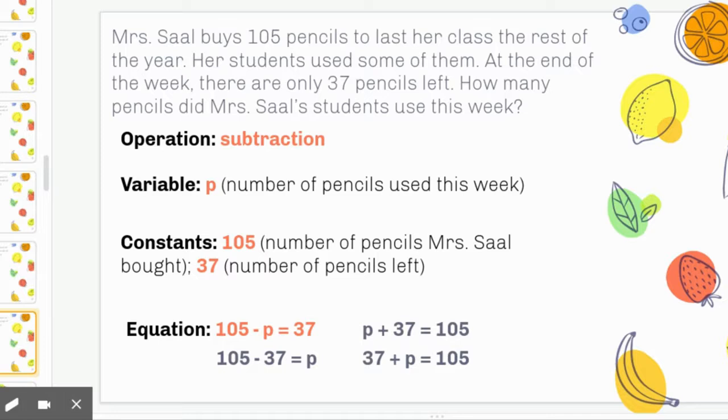But again, we're just focusing on writing the equation to match the situation and not as focused on finding the value of P. Now, again, the best equation for this problem is 105 minus P equals 37, because that's what's going on in the problem. That's the one that matches the situation. But the rest of the equations are correct as well. So it's important to recognize that all 4 of those equations would give you the same value for P.